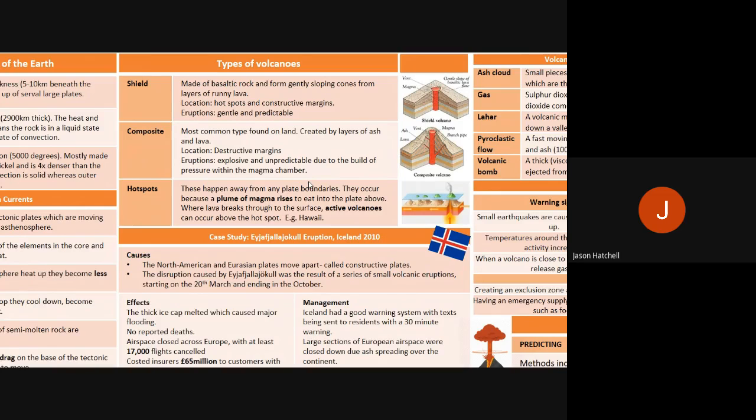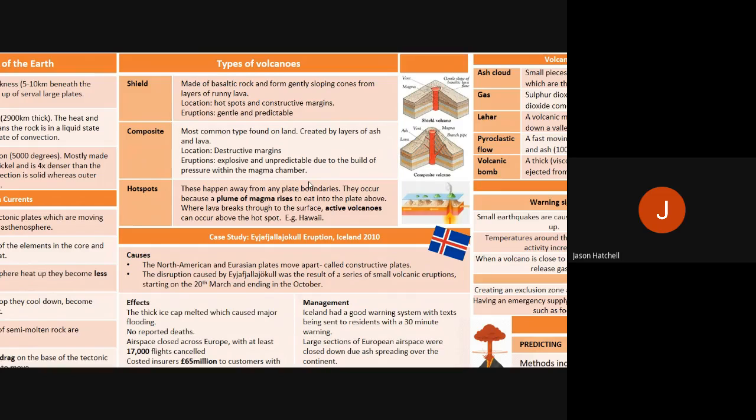Now, generally, hotspots are not massively explosive, although they can be. Therefore, active volcanoes can occur, and a real world example of this is that eventually we get an island arc or a chain of islands, where the land has come up over the ocean. A good example of this is Hawaii. It's only been created because hotspots exist.